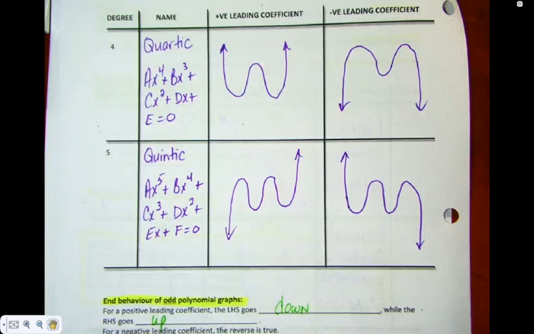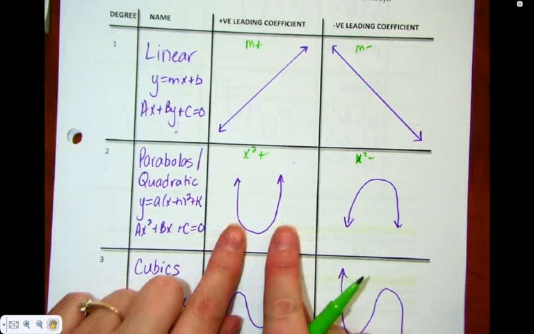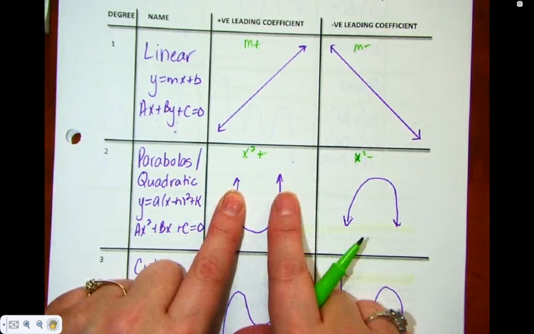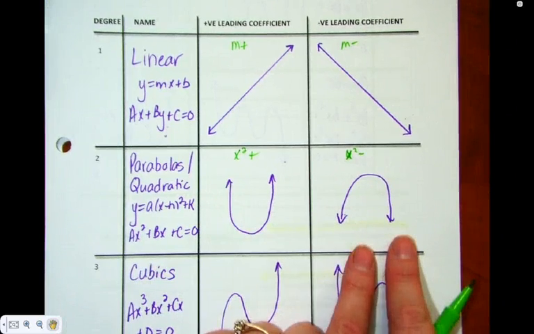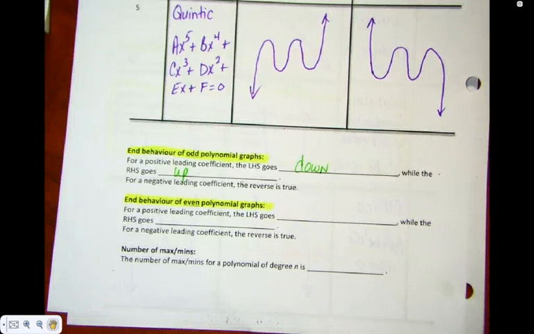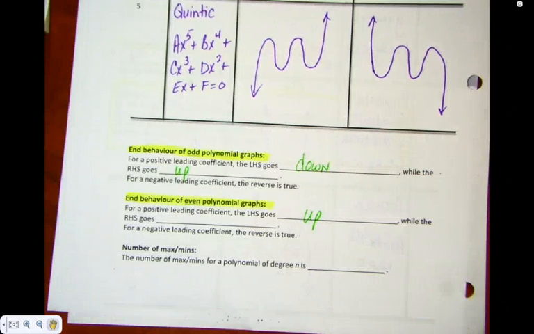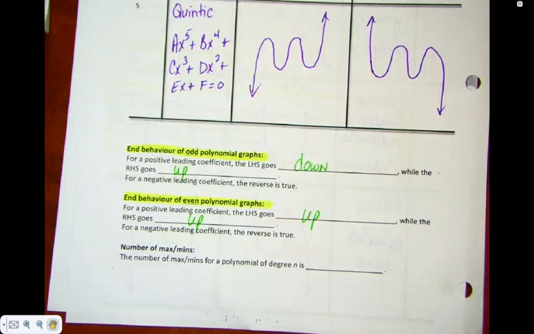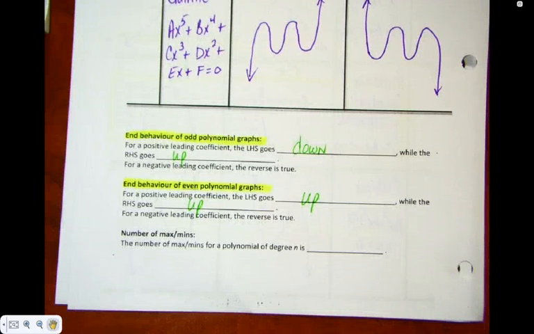With me so far? Let's look at the even degree. So that would be our parabola and our quartic. Let's look at our parabola. When it is a positive leading coefficient, it is up, up. When it is a negative, it is down, down. Let's see if that worked with our quartic. Up, up, down, down. So for the behavior of an even polynomial graph, for a positive leading coefficient, the left-hand side goes up, while the right-hand side goes up. For a negative leading coefficient, the reverse is true, down, down.